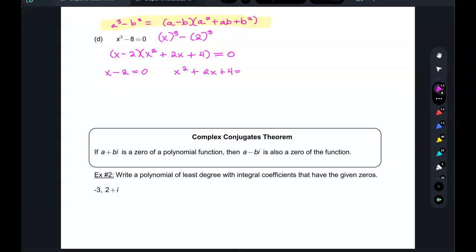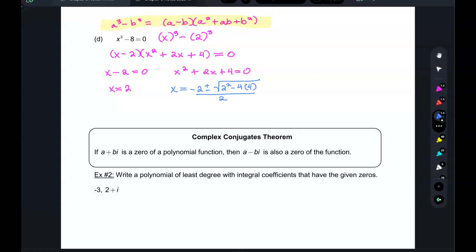You can't factor x. Okay, so I get x equals 2. That gives me one answer. But this doesn't factor. So if it doesn't factor, we have to do the quadratic formula. Okay, so it's going to be negative 2, is anything to the power of 0, 1? Plus or minus the square root of 2 squared minus 4 times 1 times 4, all over 2 times 1.